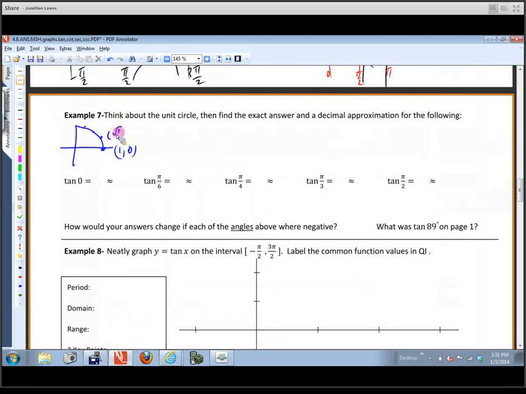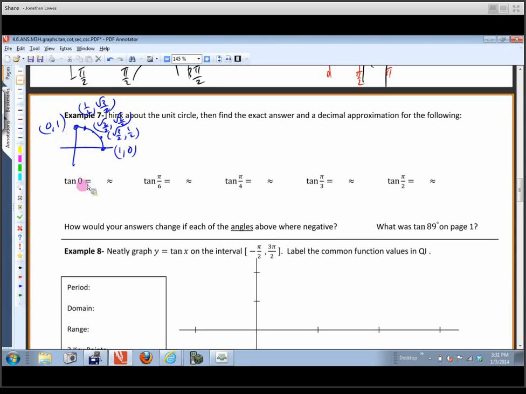So this would be radical 3 over 2, comma, 1 half. This would be radical 2 over 2, comma, radical 2 over 2. And then this point right here would be 1 half, comma, radical 3 over 2. And then this point right here is 0, comma, 1. So there are the x and y coordinates for each one of those.